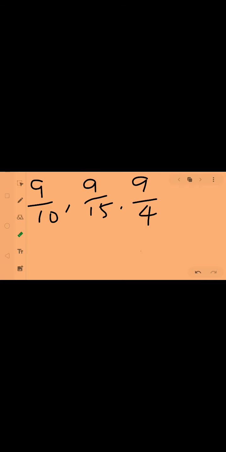Which is the smallest denominator? 4 is the smallest denominator, and the fraction is 9 by 4. So we write that fraction first: 9 by 4. Next we have 9 by 10. Then at last we have 9 by 15. So we have arranged them already. Then the next step is to insert the correct comparison symbol between these fractions.